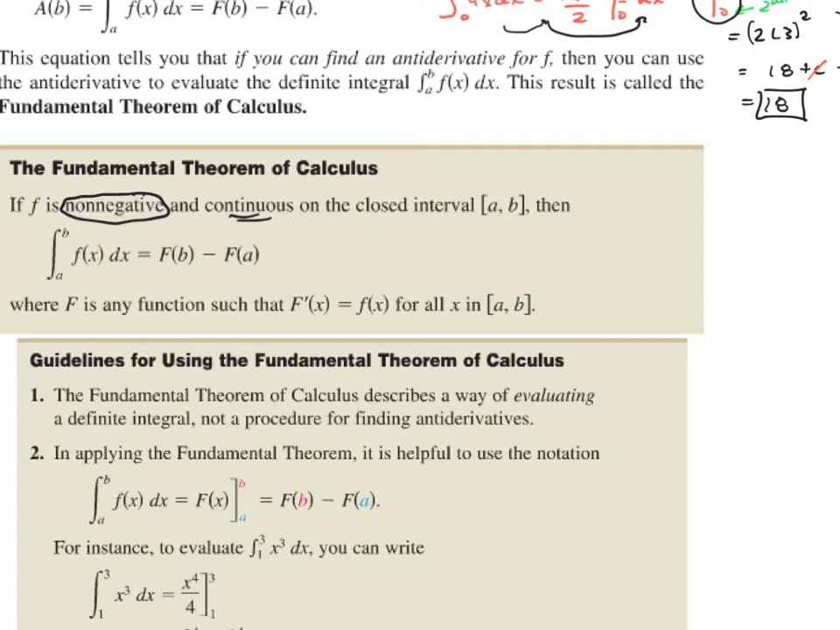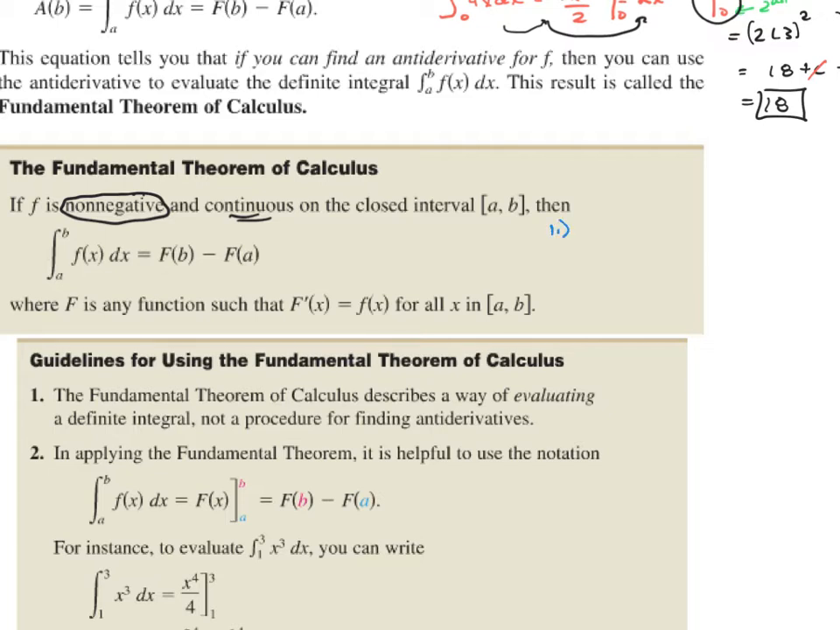On the closed interval a to b, the integral from a to b of f of x dx equals F of b minus F of a, where capital F is any function such that the derivative of capital F is that lowercase f of x for all x in the interval. So in other words, what do you do first?